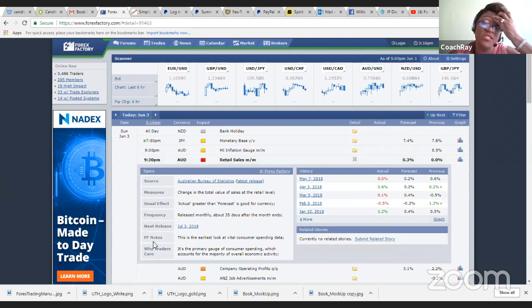That's the source, and that's something that would be important for you and I as a trader. The change in the total value of sales at the retail level lets us know if people are buying.